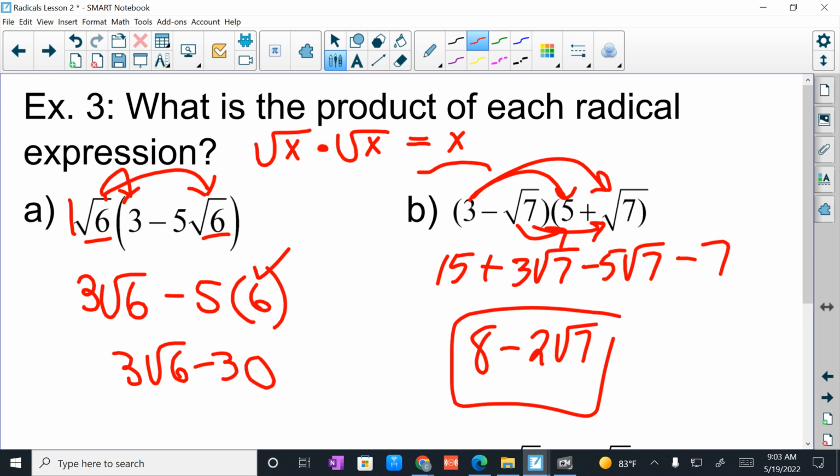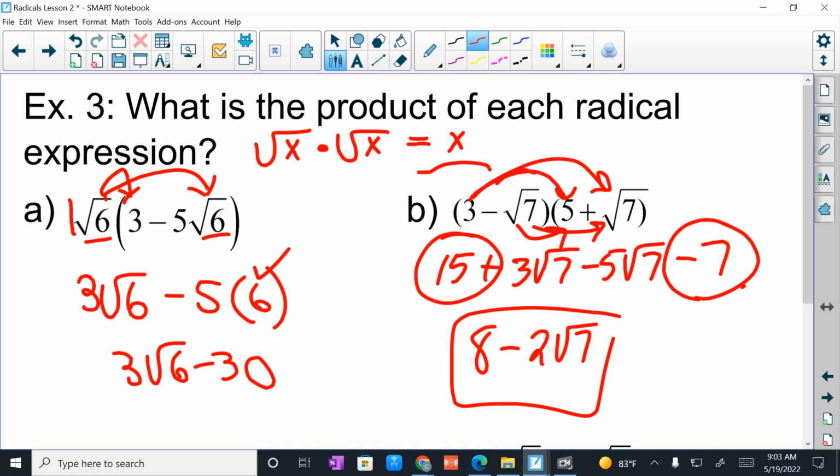The 15 and the 7 are separated? Yeah, they're separate constants, and they're constants, so you can add them together. You got a 15 over there, and then you have a negative 7 over here. You can add those two for sure.